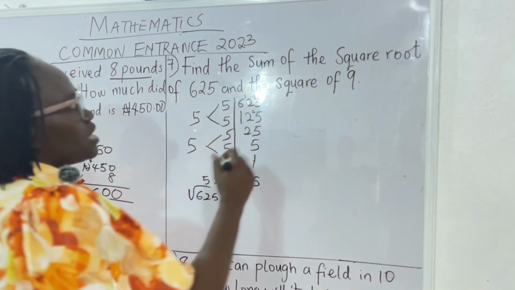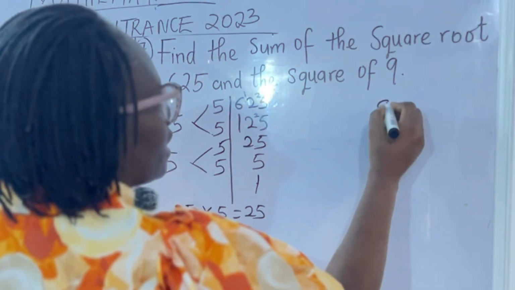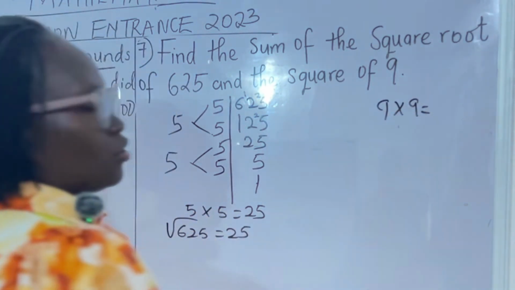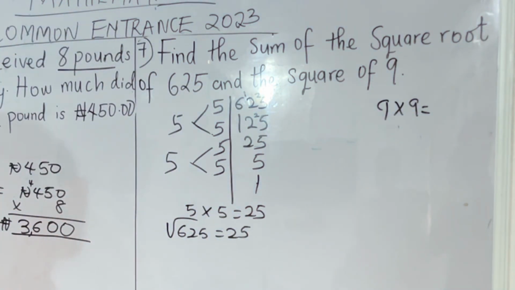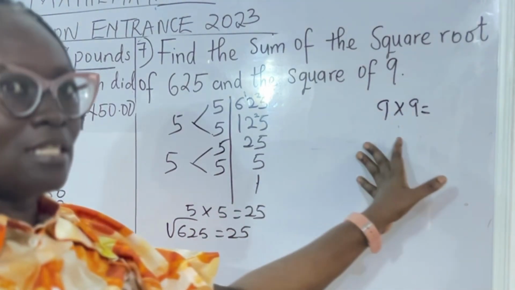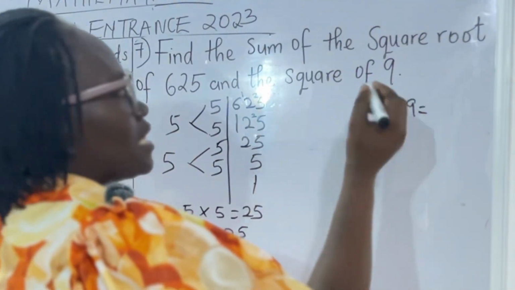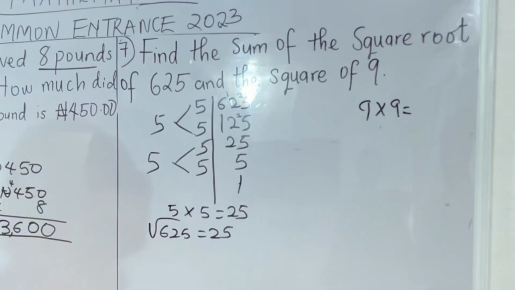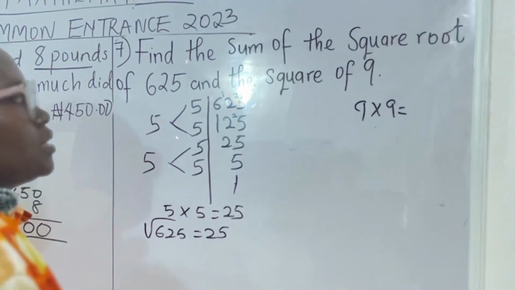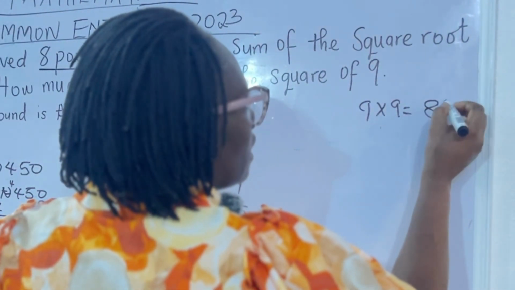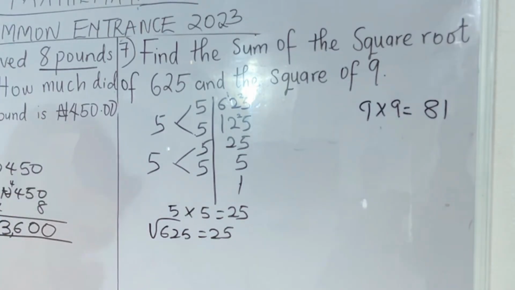Then the next step is the square of 9. The square of 9 is what? This is where you need to know your multiplication table. If not, you'll not find it easy. You start counting zeros. That will be a long time. So it's good for you at this point to learn your multiplication table. 9 times 9 is 81.